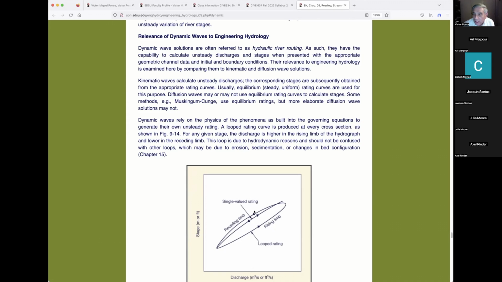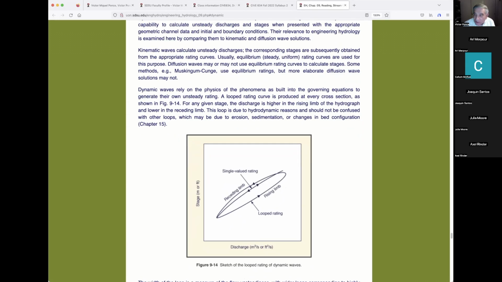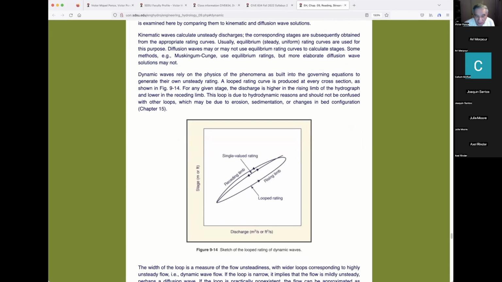That has to do with the fact that the wave does have a slope. The water surface slope going up is not the same as the water surface slope coming down, because there's a wave in there, right? So that's the issue here. There is a loop and there is a hysteresis of the wave.